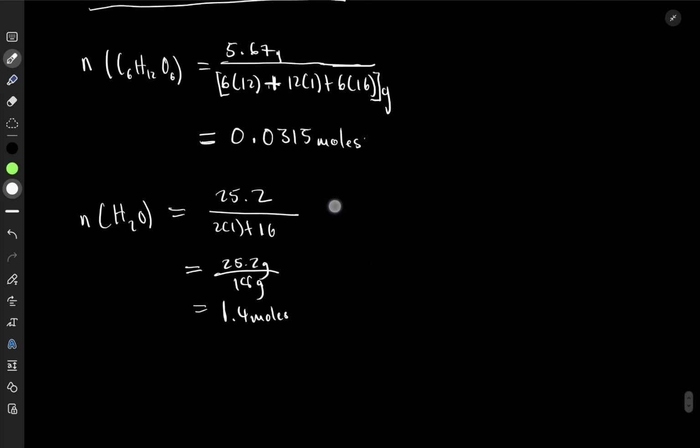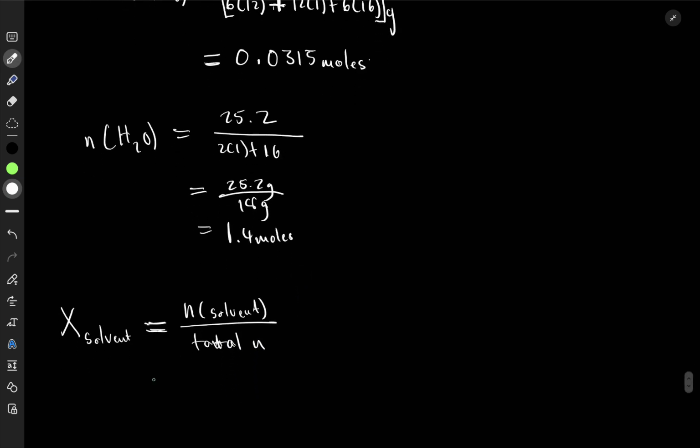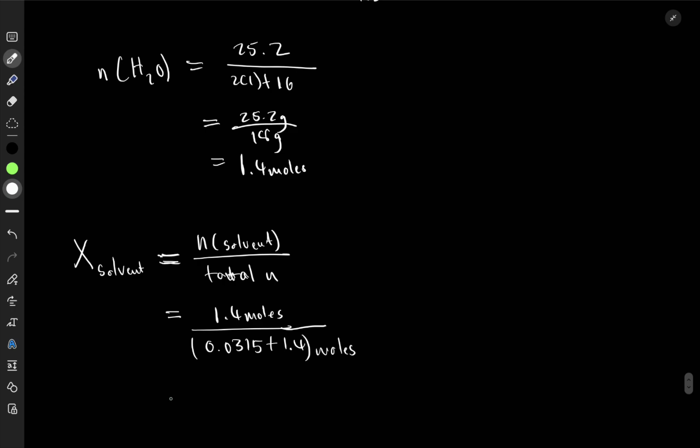Great. So let's go ahead and start to find X solvent, the mole fraction of the solvent, although I'm not going to need it. This is just going to be the number of moles of solvent over the total number of moles. What's the number of moles of solvent? 1.4 moles over, what is the total? 0.0315 plus 1.4, and these will be moles. So over the total, which is for the solute and the solvent. So for this glucose and the water together, we add, then we'll find our solution.